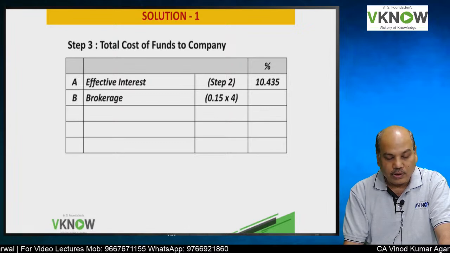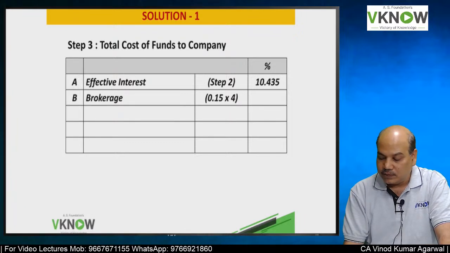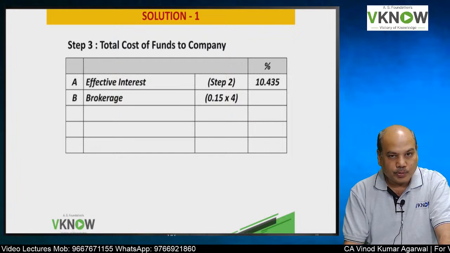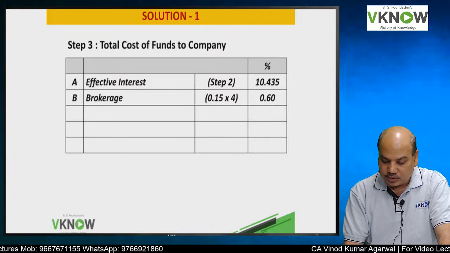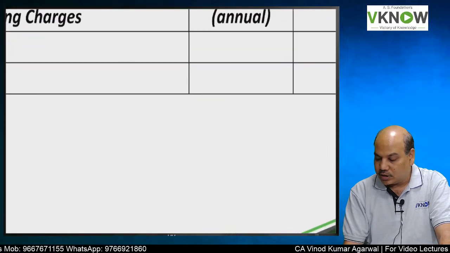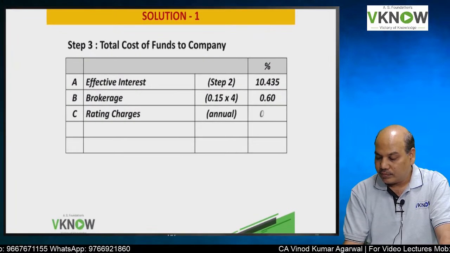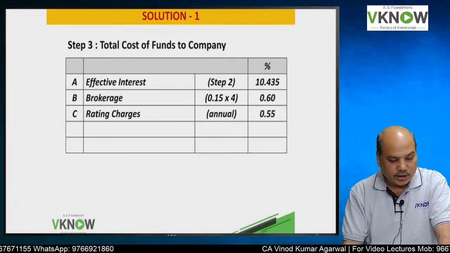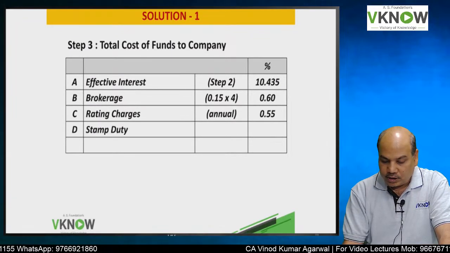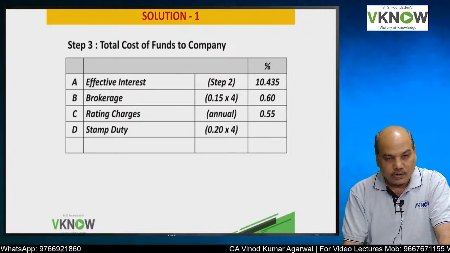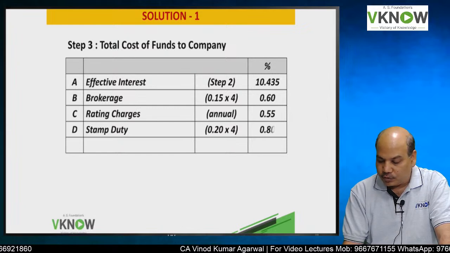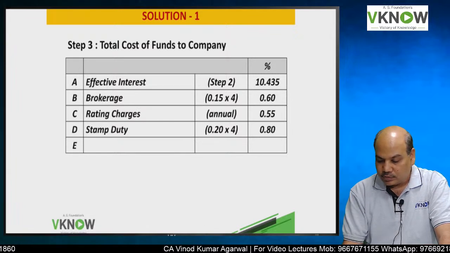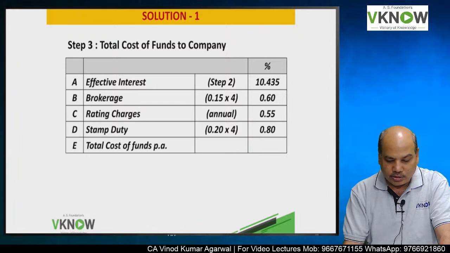For brokerage I will simply multiply by 4. For 3 months 0.15%, so for 12 months 0.60%. Rating charges already given annual, 0.55. Rating charges given per annum. And stamp duty is given 0.20% per 3 months, multiplied by 4. So that is 0.80. Now dear student, kindly tell me the total.